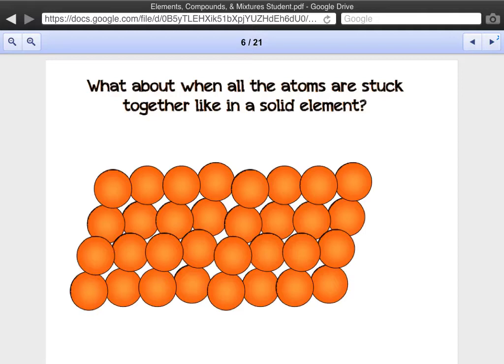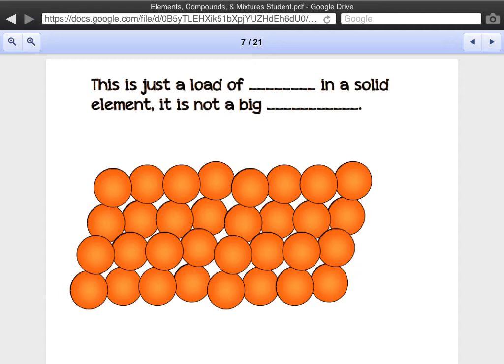When all the atoms are stuck together like this in a solid element, what do you think that we call that? We just call this a load of atoms in a solid element. We do not say that it is a big molecule. We just say that it is a load of atoms together.